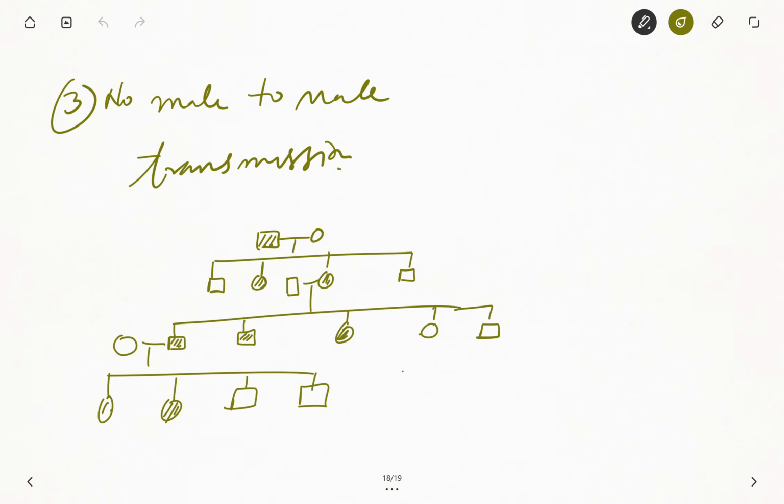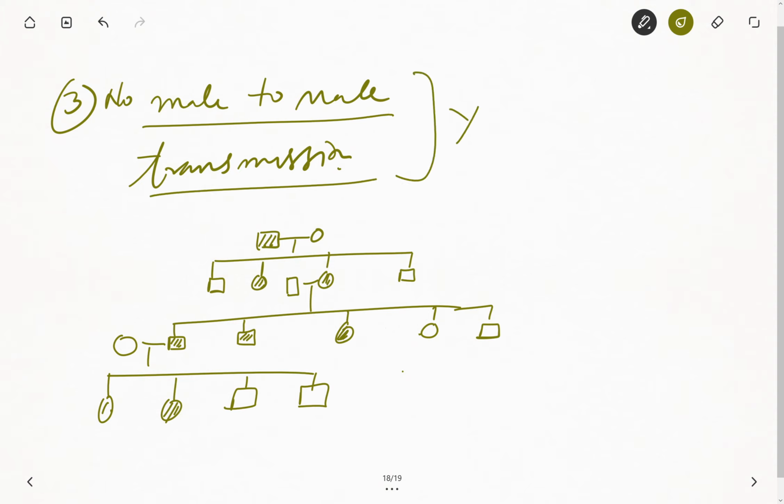The third characteristic of an X-linked dominant pedigree is that there is no male to male transmission, and this is very important. If we analyze this pedigree, you can see that this is the father, but no male offspring is affected, all are female. But if the female marries a normal person, we can see both males and females affected. And so here, a male again with a normal person, only females are affected. The reason is that females inherit the X chromosome from the father.